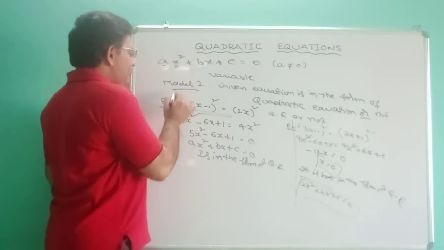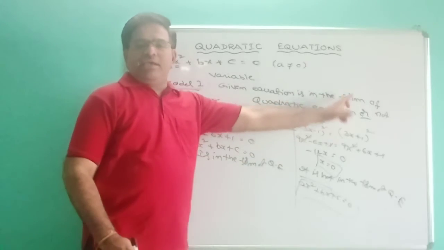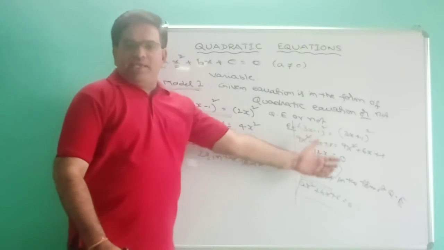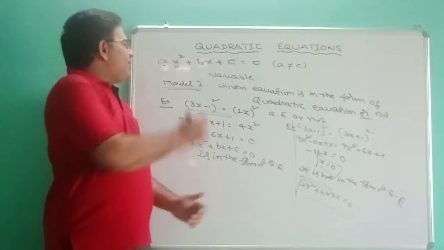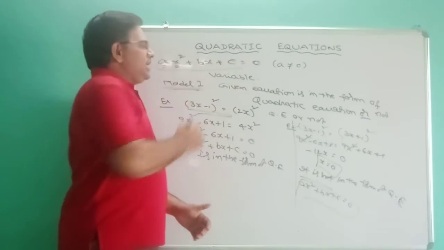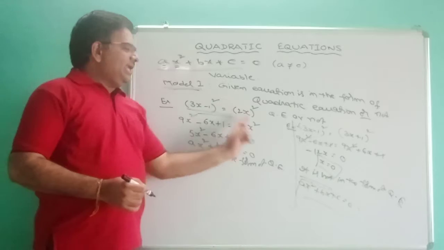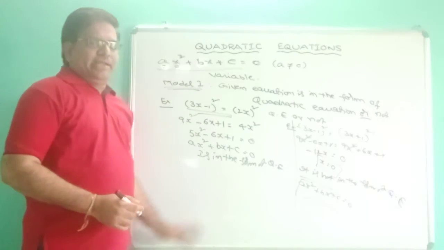It is the model 1. So to check whether the given equation is a quadratic equation or not, first you simplify the total equation. After simplifying, if it is in the form of ax square plus bx plus c equal to 0, then you conclude that the given equation is a quadratic equation.